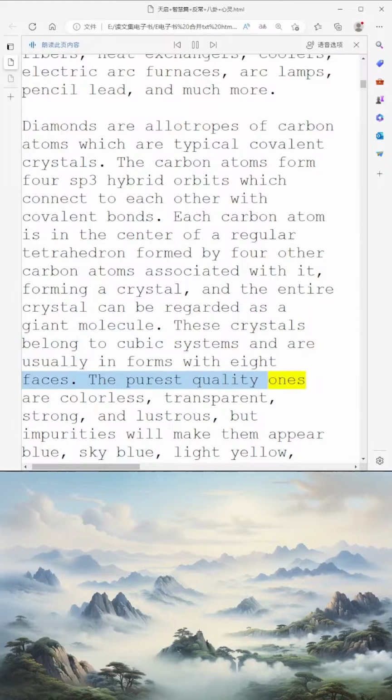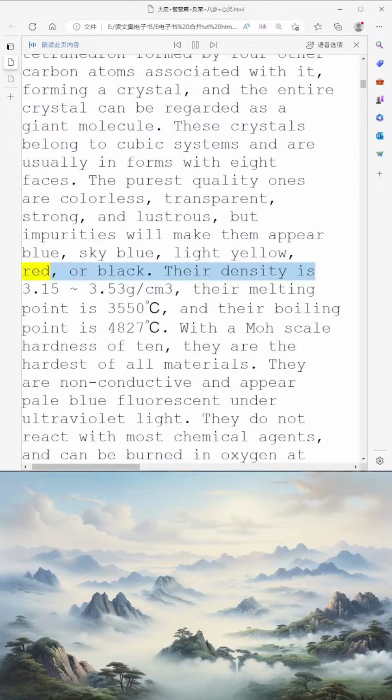The purest quality ones are colorless, transparent, strong, and lustrous, but impurities will make them appear blue, sky blue, light yellow, red, or black. Their density is 3.15 g/cm3, their melting point is 3550 degrees Celsius, and their boiling point is 4827 degrees Celsius. With a Mohs scale hardness of 10, they are the hardest of all materials. They are non-conductive and appear pale blue fluorescent under ultraviolet light.